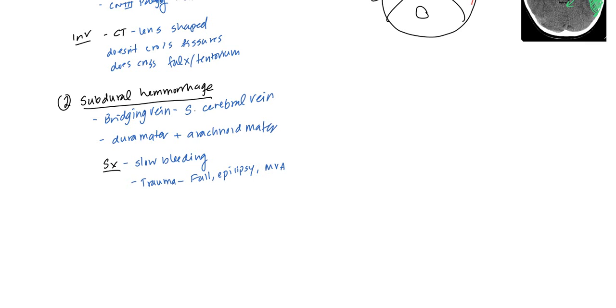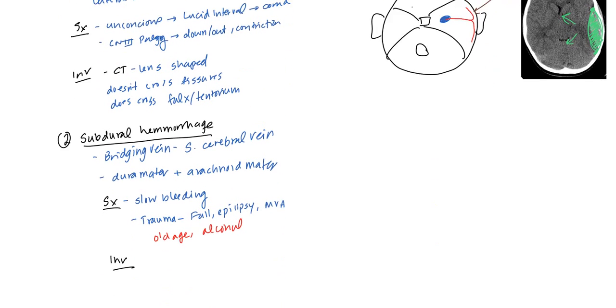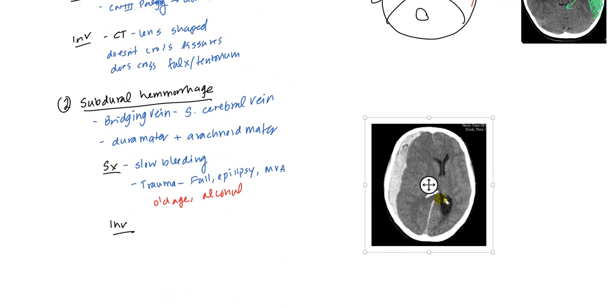There are some things that can predispose to this: old age, because as the patient gets older, the brain starts to atrophy, and alcohol as well. The brain will start to atrophy. So what kind of investigation would you do? Again, your primary mode is CT scan of the brain. The classic pattern is an elliptical pattern, kind of like a crescent moon. So a crescent pattern or elliptical pattern is your thing here.